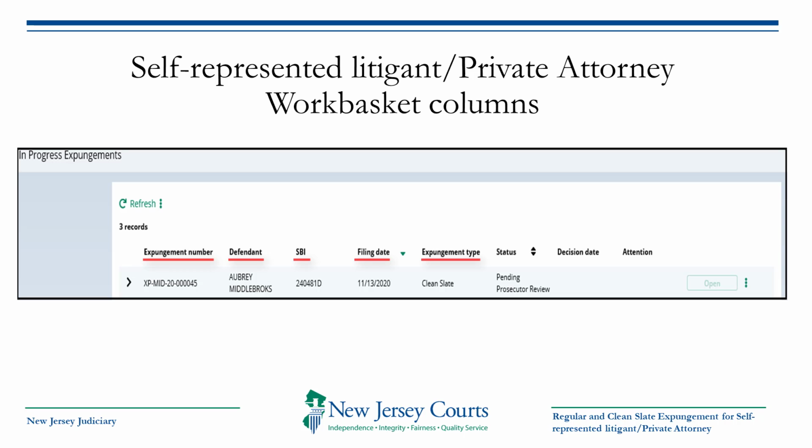Expungement type identifies the type of expungement, marijuana, regular or clean slate. Status indicates the petition and/or proposed order status as it moves through the stages of the process: new, pending prosecutor review, awaiting judicial decision, order denied or order granted. Decision date identifies the date the final order is granted or denied. Attention identifies if the prosecutor has submitted an objection response.